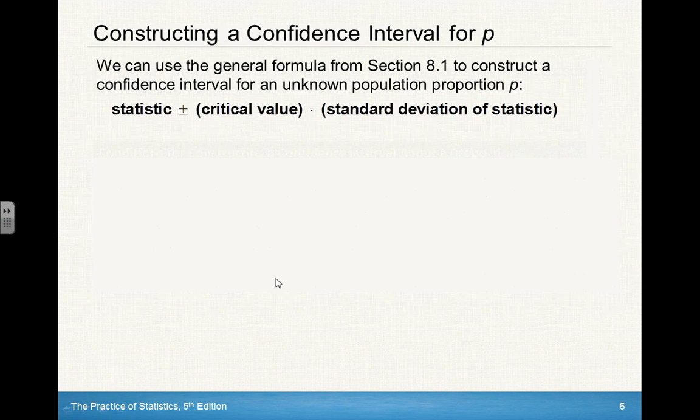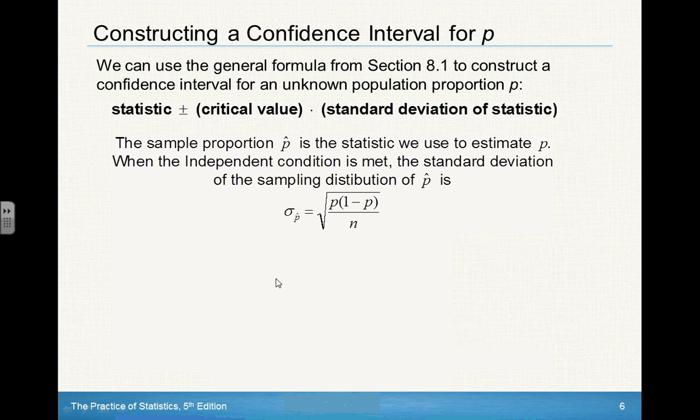Now, constructing a confidence interval for proportions is identical to constructing a confidence interval for anything else. It's the formula: the statistic, plus or minus a critical value, times the standard deviation of the statistic. Now the statistic for this problem is p-hat. What we're looking for is p. The standard deviation is going to be the square root of p times 1 minus p over n.